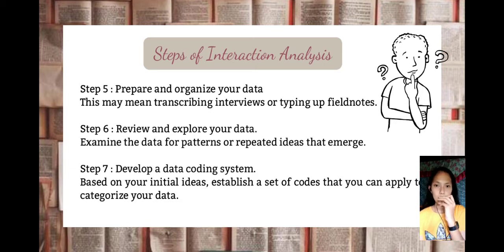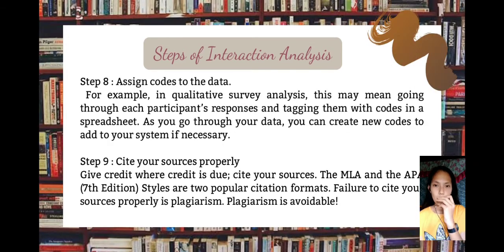Okay, step 7, develop a data coding system. After coming up with some initial ideas, this is where the researcher will need to create a set of codes to categorize the data. Okay, step 8 is assign codes to the data. This section is intended for researchers who will conduct qualitative survey analysis, which may entail going through each participant's responses and categorizing them in spreadsheets. This is where researchers can generate new codes to incorporate into their system as needed.